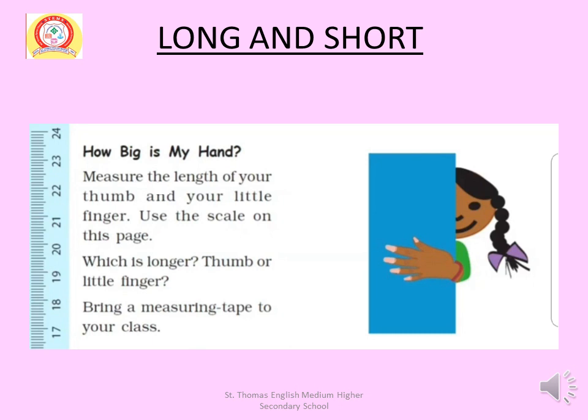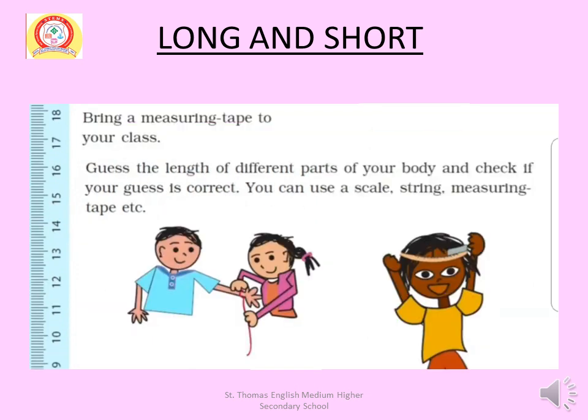Bring a measuring tape to your class. This is also a group activity. Bring a measuring tape to your class. Guess the length of different parts of your body and check if your guess is correct. You can use a scale, string, measuring tape, etc.